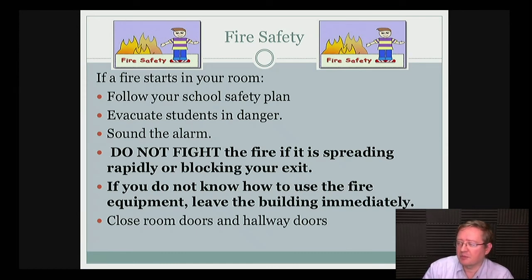Fire safety is another possibility. It can happen in your classroom, so you want to make sure you know where everything is. You need to follow your school safety plan and know what the rules are. If there's a fire alarm and there's an experiment going on, you need to think about what you need to do in this situation. I had a case where the alarm went off in between classes at lunchtime, so you could imagine the chaos that ensued, knowing who was responsible for what. If the fire starts in your room, follow the plan, evacuate the students that are in danger, and then sound the alarm. If there's a fire that's spreading, don't fight the fire if it's spreading rapidly or if it's blocking an exit. If you don't know how to use the equipment, again, leave the building.